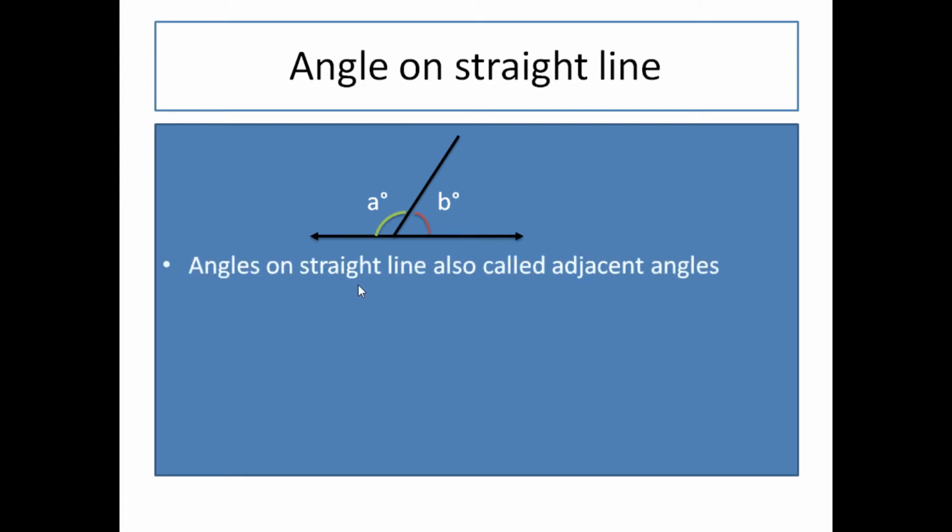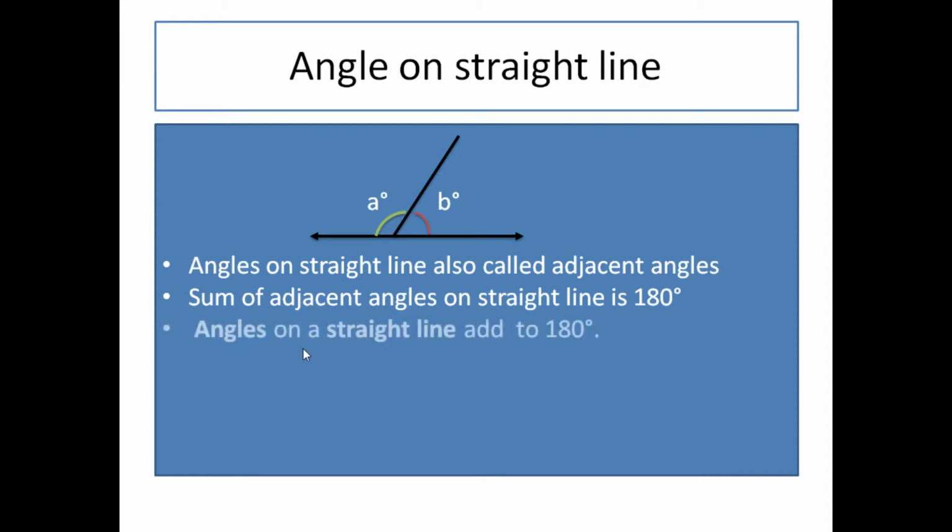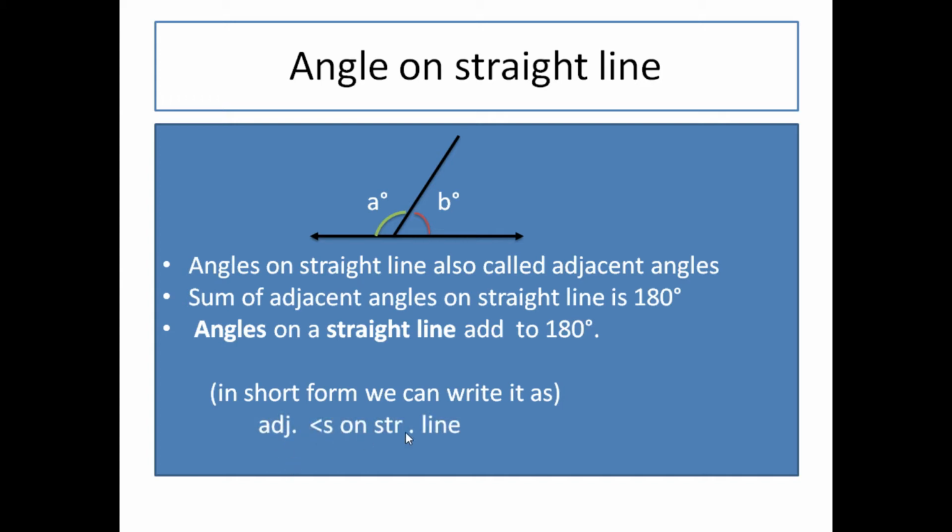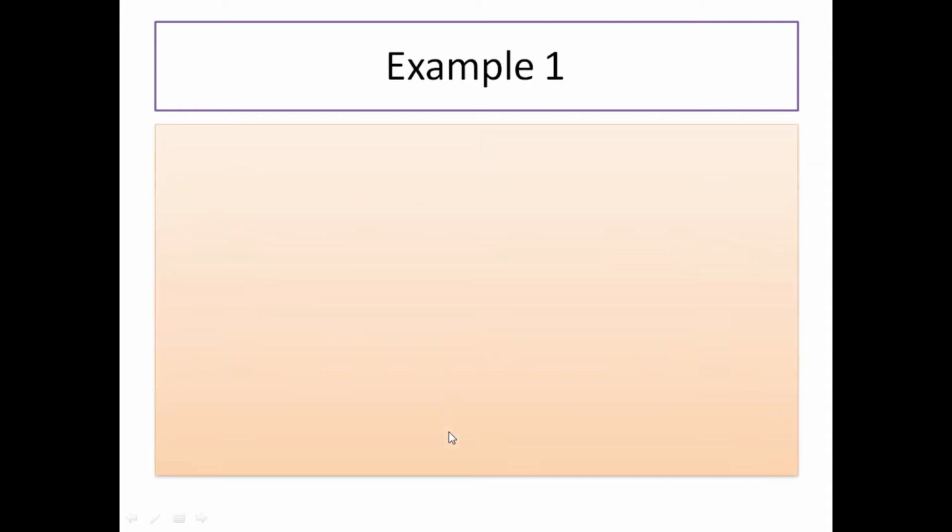You can say angles on a straight line are also called adjacent angles, and the sum of adjacent angles on a straight line is always equal to 180 degrees. When we add the value of A and B, the sum will be equal to 180 degrees. So angles on a straight line add to 180, and the short form in which we can write this is adjacent angles on a straight line. This is the example here by which you can understand more.